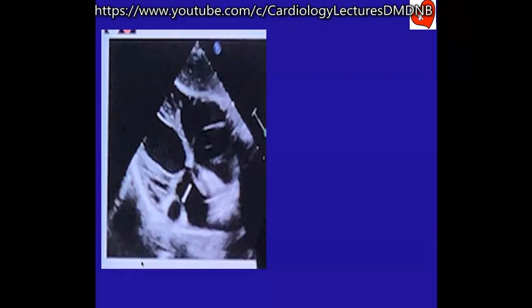RV on the right side, LV on the left side, sir. Is that normal? No, sir. It is inversion, sir. Ventricular inversion. What is that called? L loop, sir. L loop. So why did you say that? So cardiac malposition with inverted ventricles. Okay, sir. Yes. Inverted ventricles.